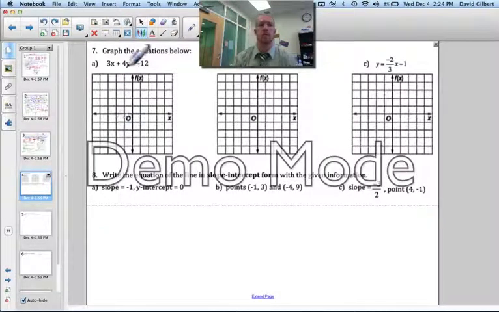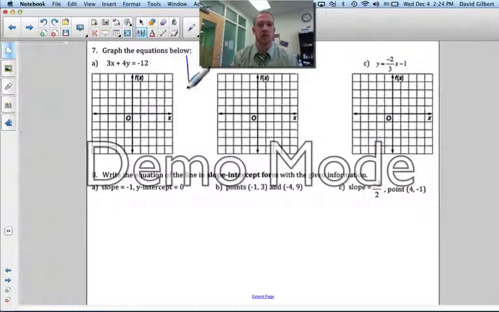Graph the equations below. Alright, good stuff here. So what we're going to do is, these are easiest to do by finding the intercepts. So I'm going to do that here. I'm going to zoom in a bit.